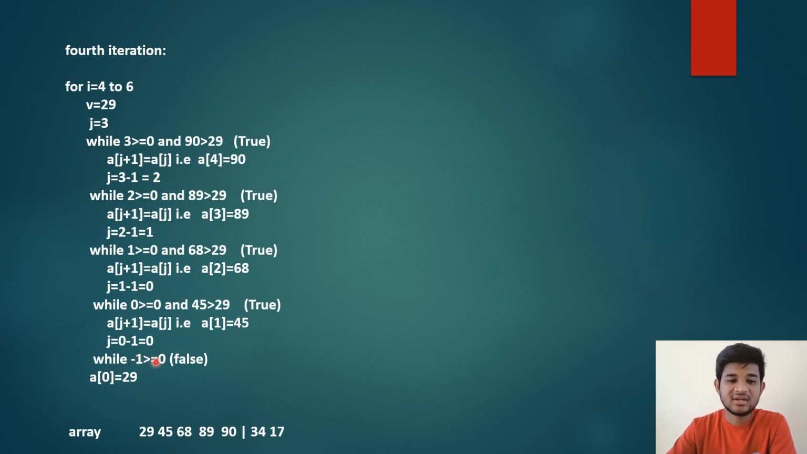While minus 1 is greater than or equal to 0, false, because minus 1 is less than 0. Therefore it comes out of the loop and executes the a of j plus 1 code part, that is a of 1 is equal to 29. Now the sorted array is 29, 45, 68, 89, 90, and the unsorted array is 34, 17. Now the 29 is placed in the first position, that is the 0th position.